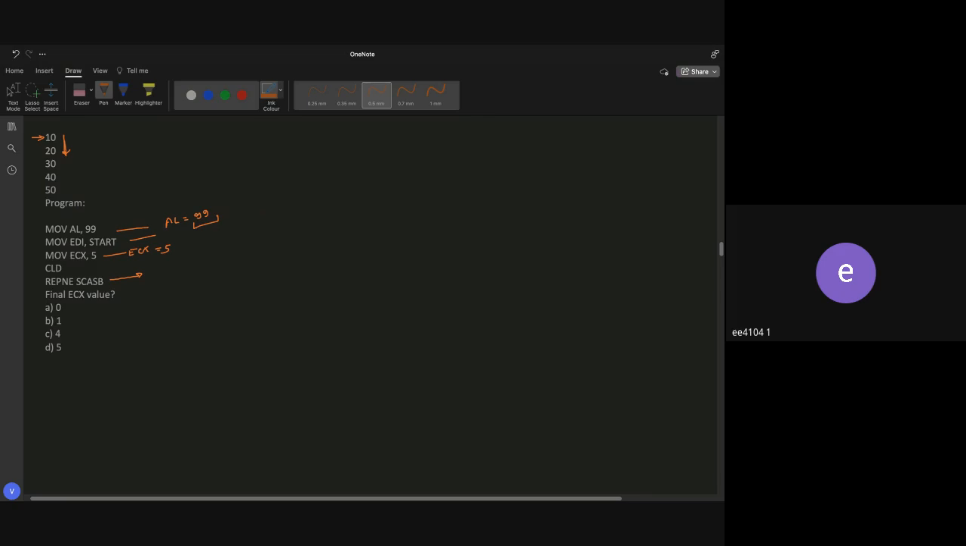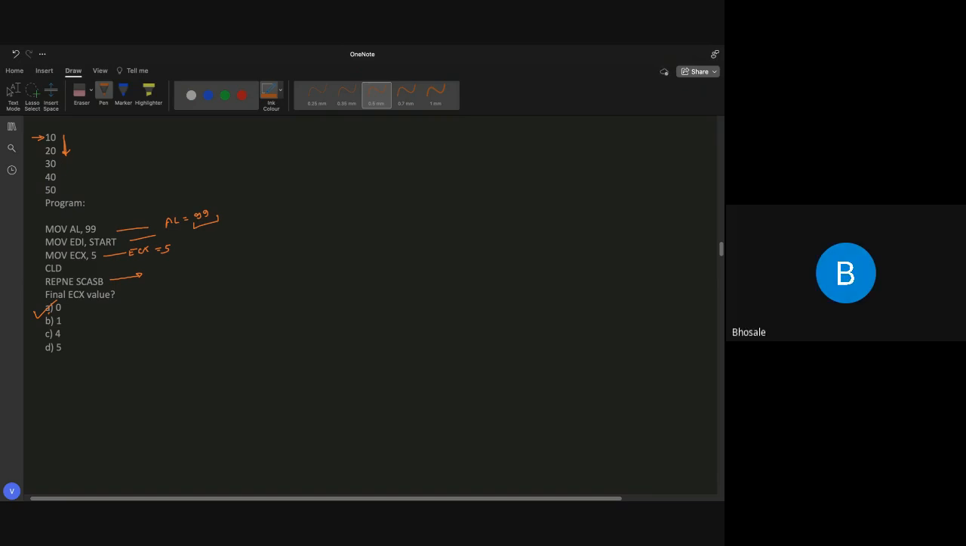So what should be the value of ECX if the required element is not there? The required string is not there, right? So what should be the value of ECX? Yeah, it should be 0. So the correct answer for this question is 0. Is it clear to everyone? Why it is 0?